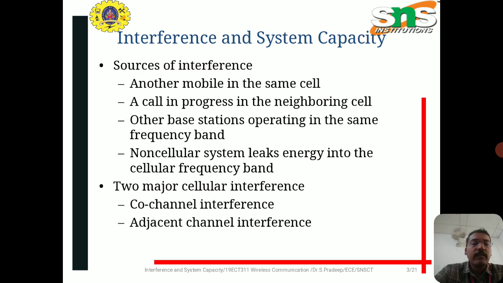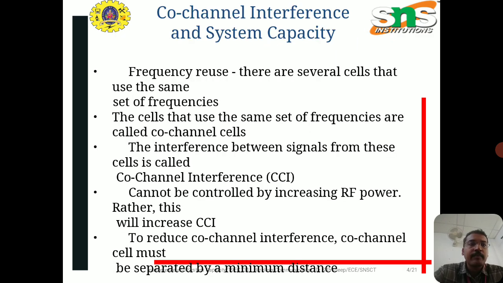The sources of interference are another mobile in the same cell, a call in progress in the neighbor cell, other base stations operating in the same frequency band, and non-cellular systems leaking energy into the cellular frequency band. The two major cellular interferences are co-channel interference and adjacent channel interference.